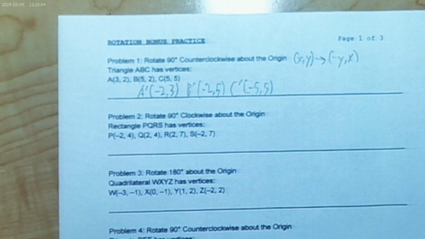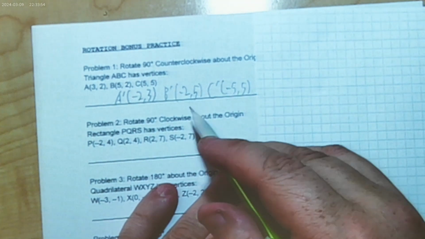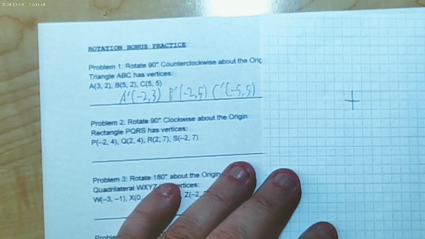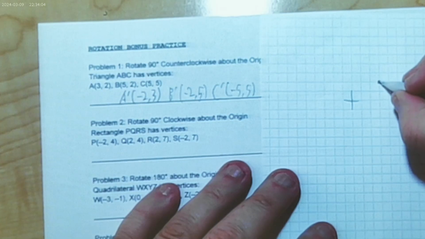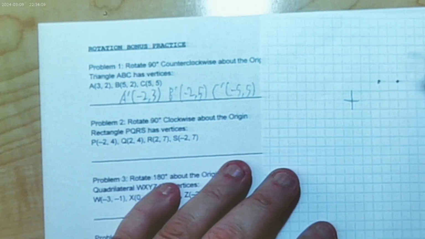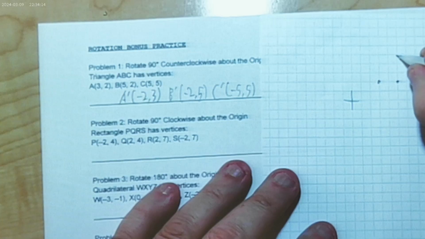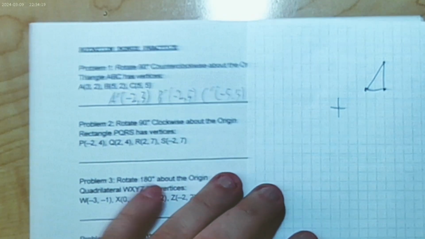Like I mentioned, I'm going to pull out some graph paper, and I'm going to show you the original image with the points on it. Then I'm going to show you what the rotation looks like, just to demonstrate that these processes work. So I've got (3, 2), (5, 2), and then (5, 5). Got a simple little triangle there.